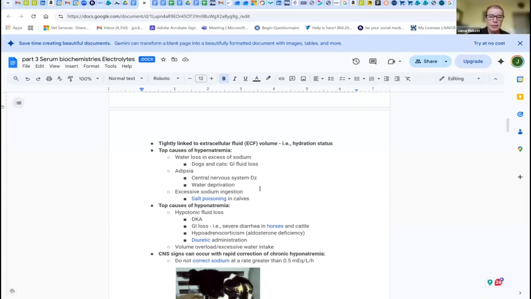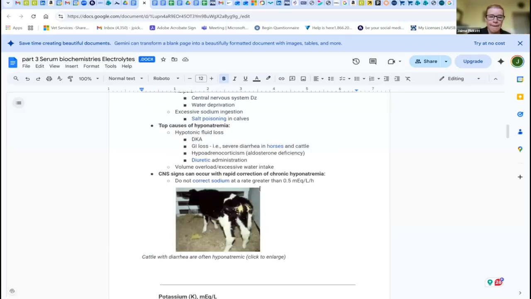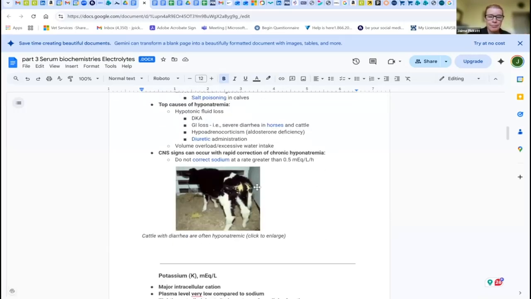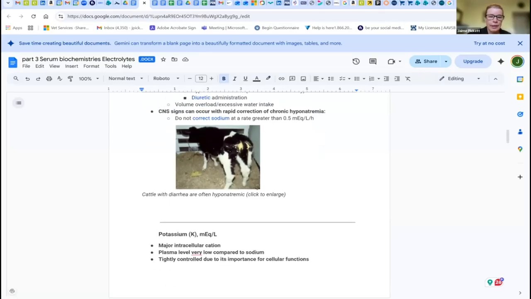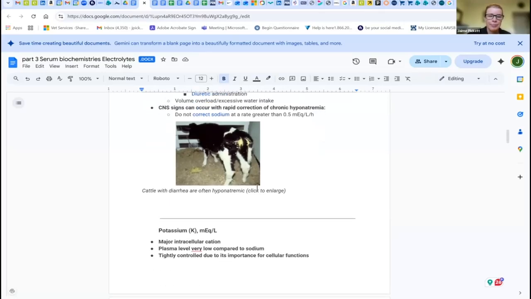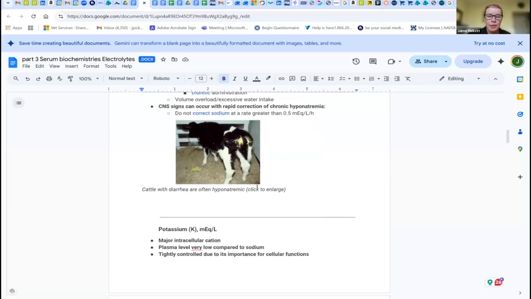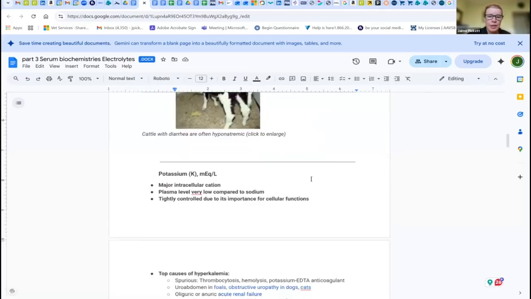So here's a cattle with hyponatremia due to diarrhea. I don't know if I can click to enlarge.